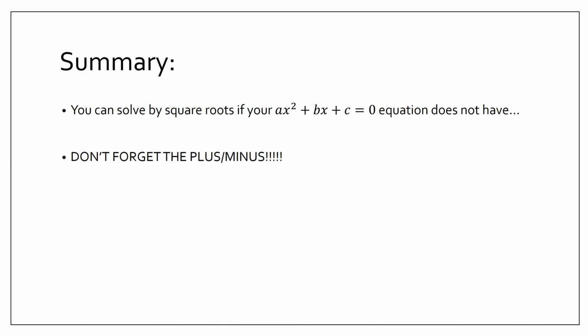All right, so summary. You can't solve equations by square roots if this exists. But if, like the problems we've been doing, you have no bx term, if it does not have a bx, you can solve by square roots. Just don't forget the plus or minus right after taking the square root.